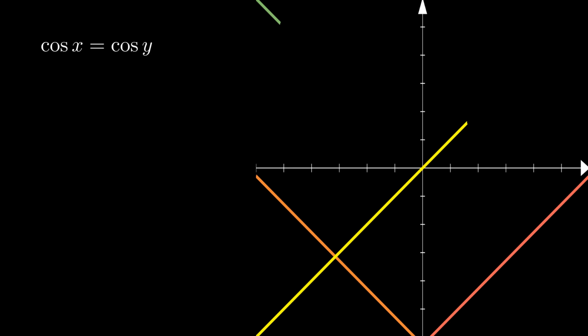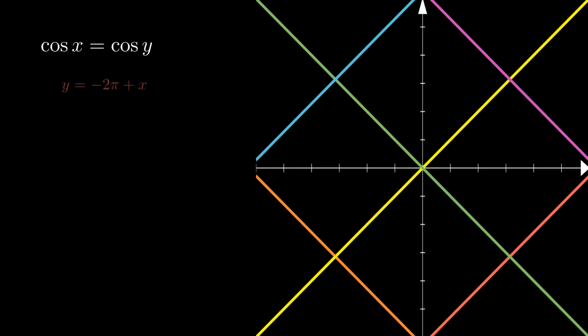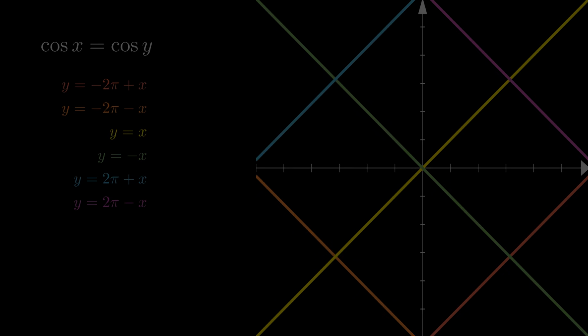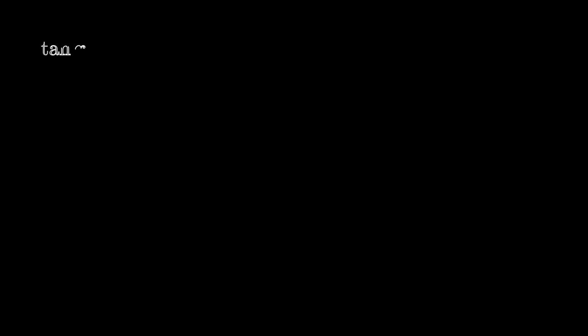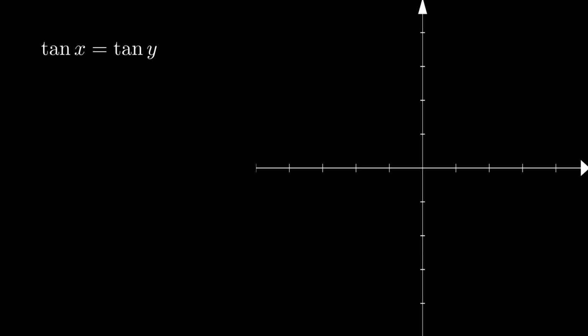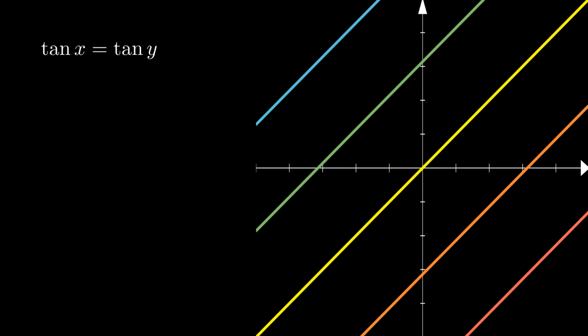With the equation cos x equals cos y, you get a graph pretty similar to sin x equals sin y, but shifted by some amount. And with the equation tan x equals tan y, you get lines having the same slope, but they are offset by pi.